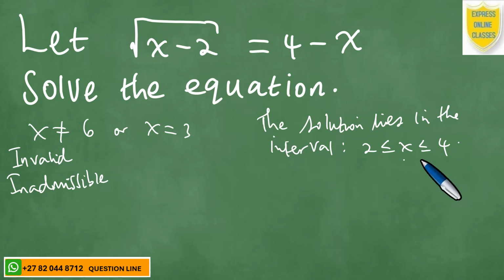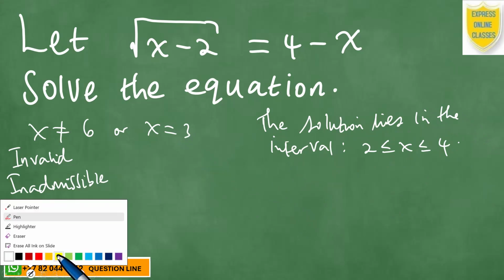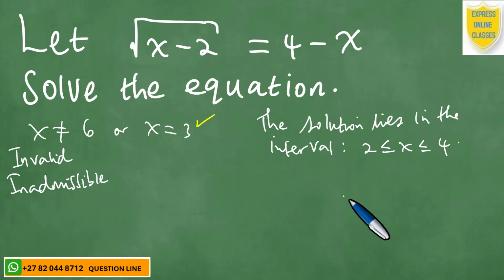So the solution lies in the interval 2 to 4. And so whenever x equals 3, you need to be in a position to analyze that and realize that x lies between 2 and 4. Does 3 lie between 2 and 4? Well, clearly 3 lies between 2 and 4 because 3 is bigger than 2 and at the same time it is less than 4. But 6 is outside this interval. So indeed it is true that x equals 3 lies in the interval.